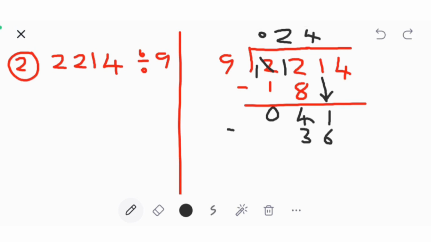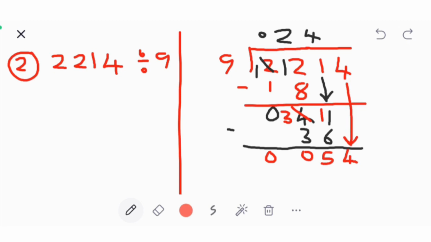Then subtract. So 1 minus 6, not possible. You take 1 from 4, 3 is left. That 1 that you took, put it there to make 11. Then you do 11 minus 6, that will be 5. Then 3 minus 3 is 0. Then you write this, the last 0. Then you bring down the last digit, which is 4.